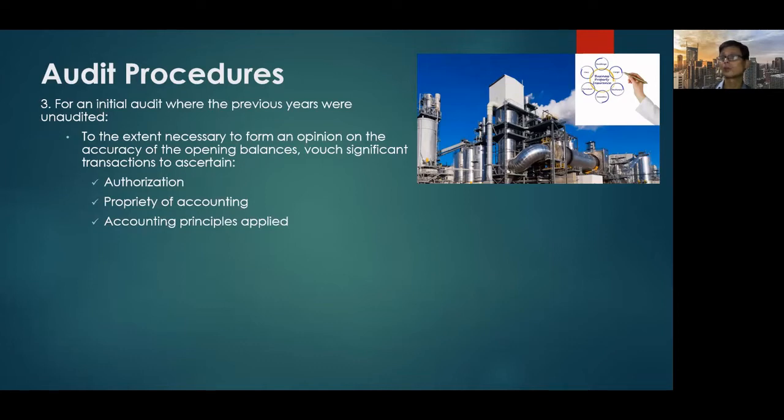So a good example is the type of valuation used there, whether it's recoverable value or if it's impaired. If it's under PFRS, and of course the depreciation, whether they use straight line, or sum of the years.